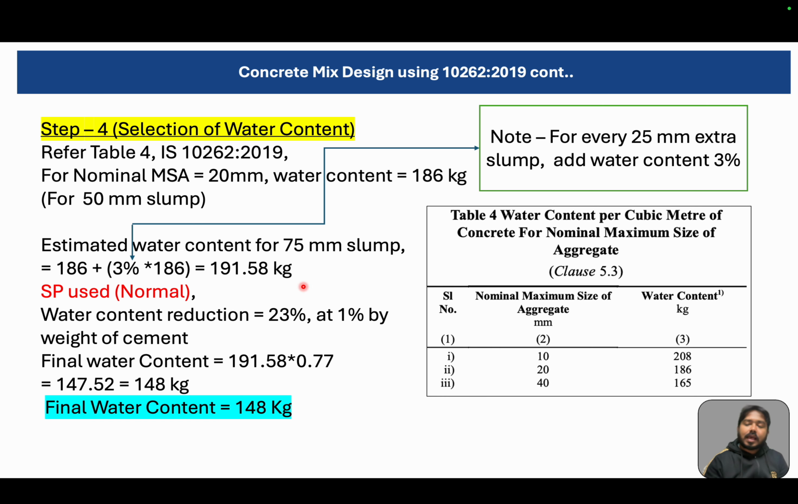But in this case, as superplasticizer is also included in the mix design, there needs to be a reduction in the water. As I said, if normal superplasticizer is being used, you have to deduct 23% because the water reduction is 23%. So the remaining is 77%. So you have to do 191.58 into 0.77. Whatever value you get, that is the final water content value.